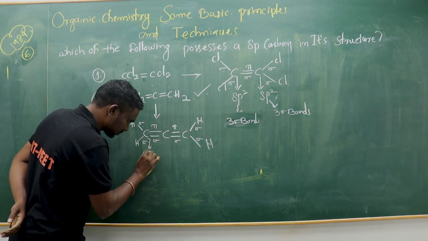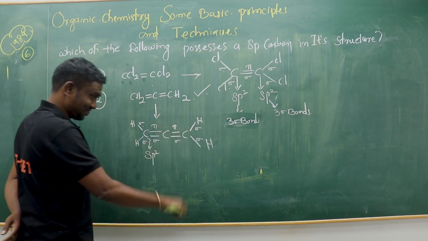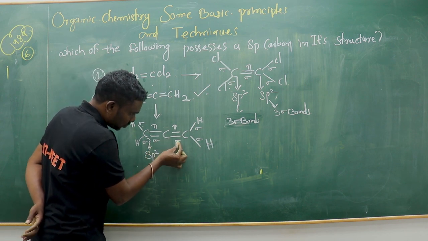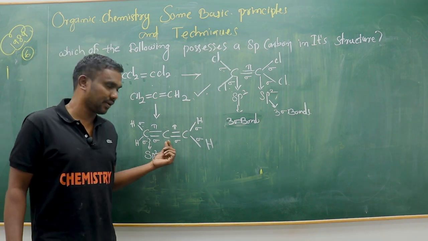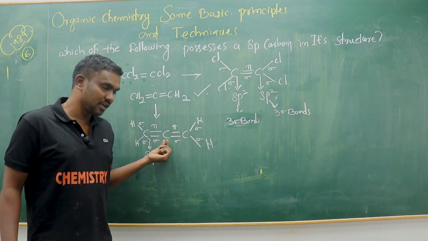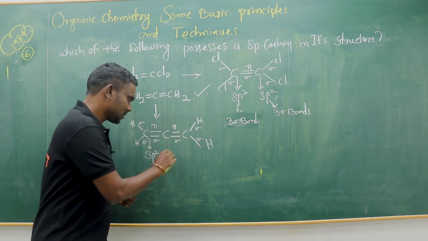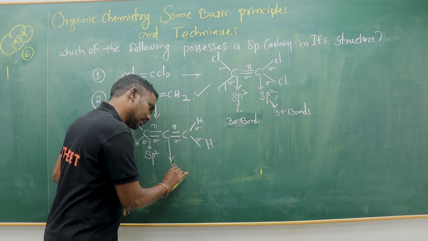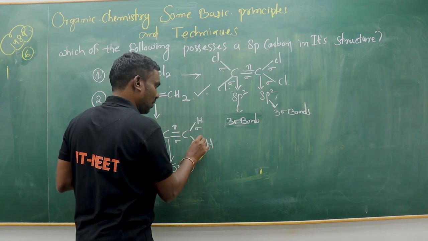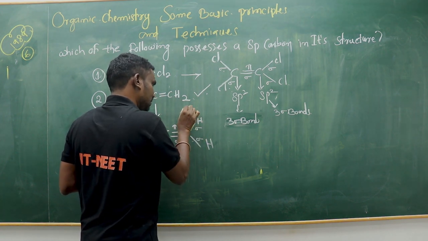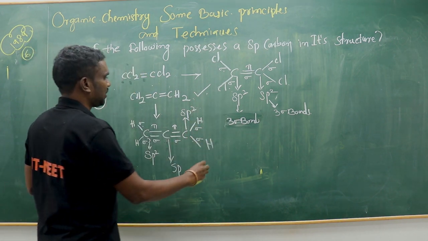So this carbon belongs to how many sigma bonds, sir? 1, 2, 3. sp2. Sir, this carbon belongs to, see, this is 1 sigma, this is 1 sigma. Total, how many sigma bonds are there? 2 sigma bonds. Observe carefully, beta. So that is the reason it is sp. And this one, 3 sigma, 1, 2, 3, this is sp2, sp2.